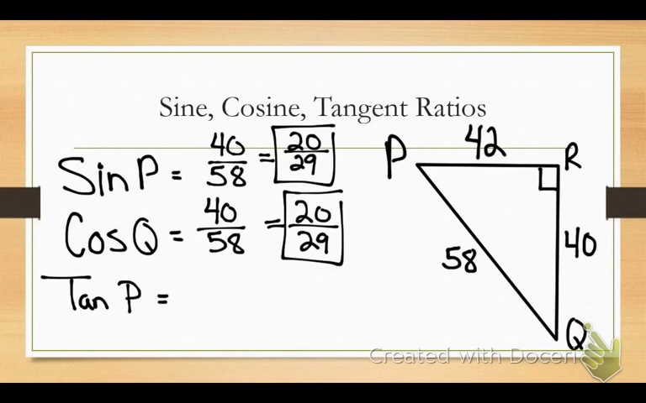What about tangent P? Anybody think they got tangent P right? Haran? Did you get it? Do you agree with her? 20 over 21? That is correct. 20 over 21. Okay. All right, so that's ratios.